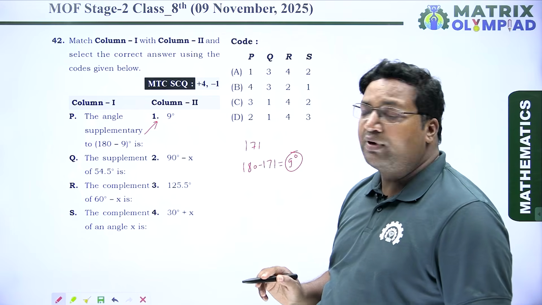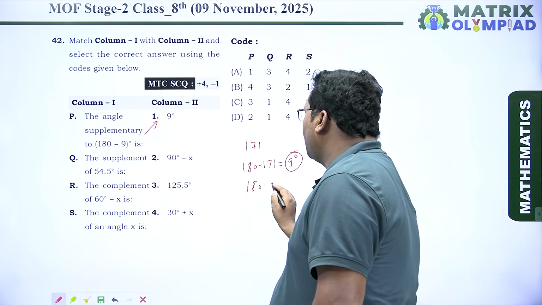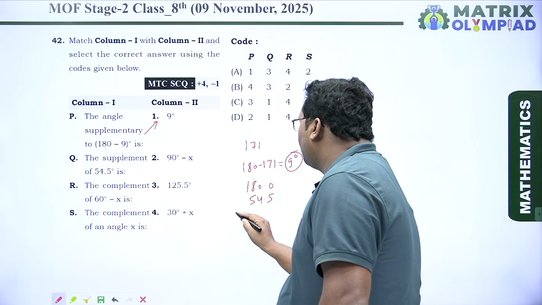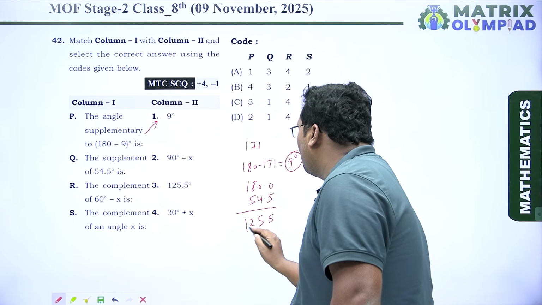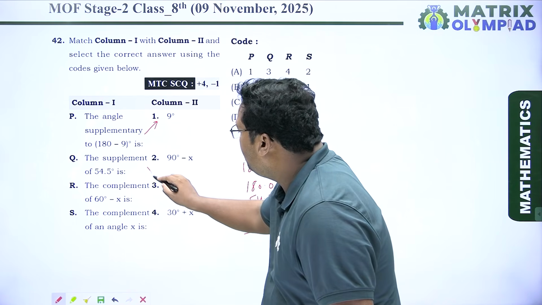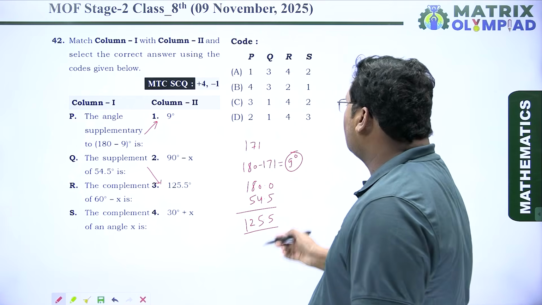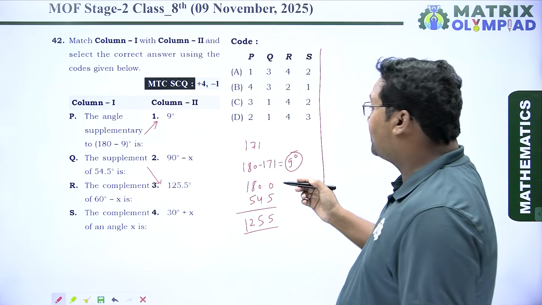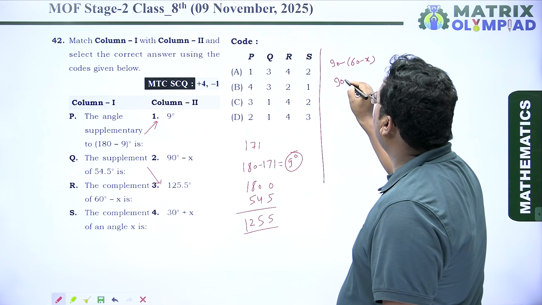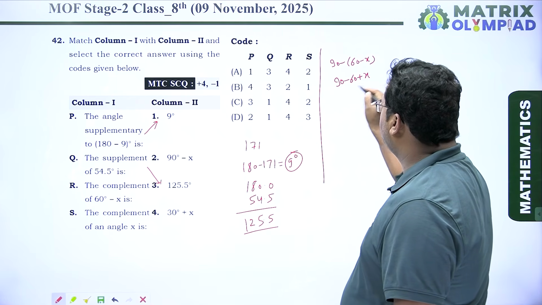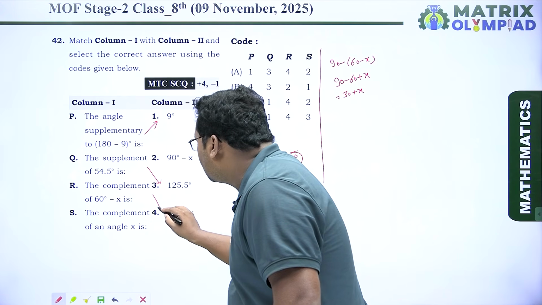Second is the supplement of 54.5 degree. So we have to again subtract from 180. So 180.0 minus 54.5. So 10 minus 5 is 5, 9 minus 4 is 5, 7 minus 5 is 2. It is 125.5 degree, which is in third. So for this, third one is true. Next is the complement of 60 degree minus x. So the complementary angle of 60 minus x is 90 minus (60 minus x), which is equal to 90 minus 60 plus x, which is equal to 30 plus x. So for third, the answer is fourth, 30 plus x.